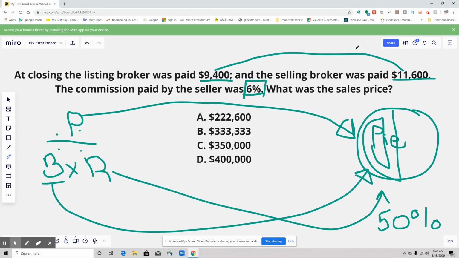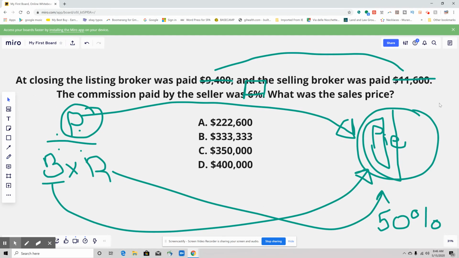Does it represent the whole pie? No, because that looks like a section of it. So what we know right now is the rate and the part. We're going to take the part and divide it by the rate. Now what we have to identify is this: is the 9,400 the part? Is the 11,600 the part? Or is the total between them the part? The answer is that the total between those two numbers is the part.